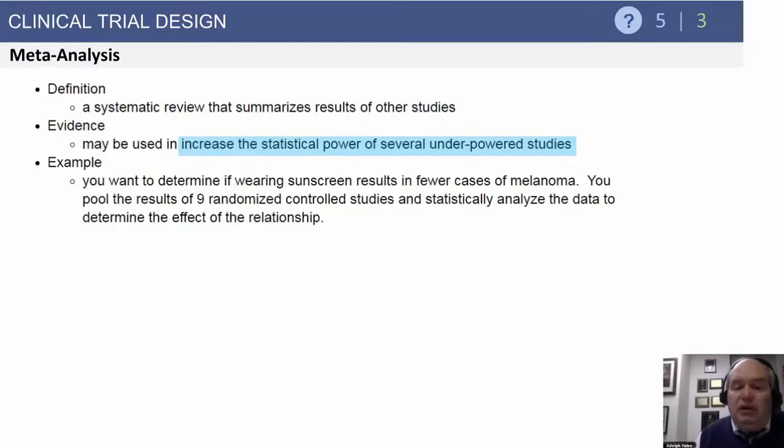I think we all know that meta-analysis is the systematic review of a collection of papers, and it helps to increase the statistical power of several underpowered studies. It's important to remember that a meta-analysis is only at the level of evidence of the lowest paper included in the meta-analysis.